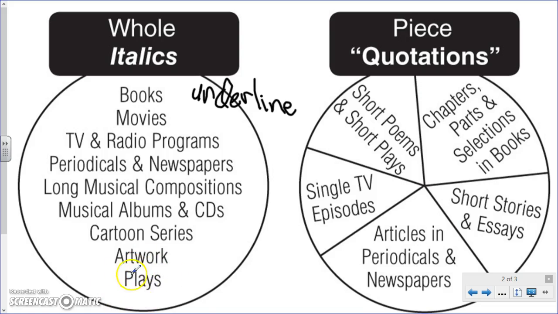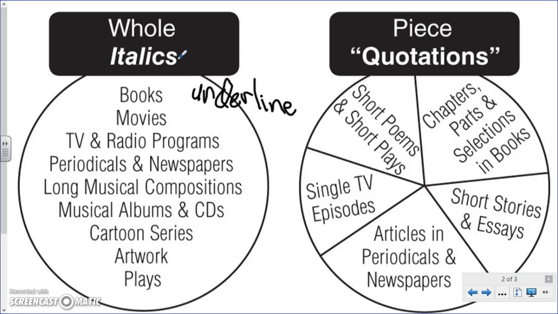Now, the last aspect here is plays. These are longer pieces. So you've read things like Romeo and Juliet, Julius Caesar, Taming of the Shrew, all these different plays over the years. They are larger works of literature. Okay, so the whole pieces are the important aspects. They get underlined or italicized.